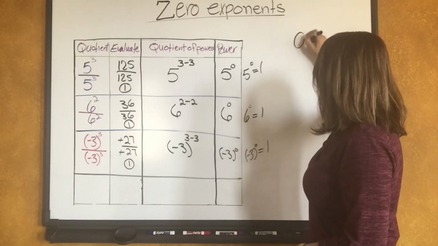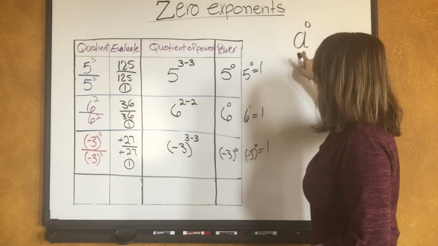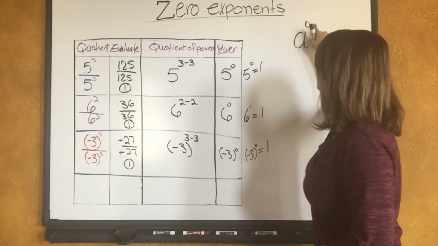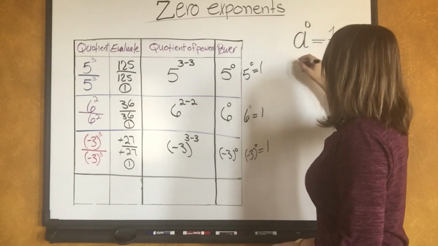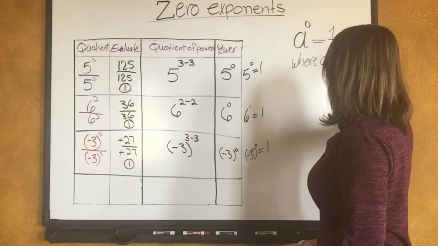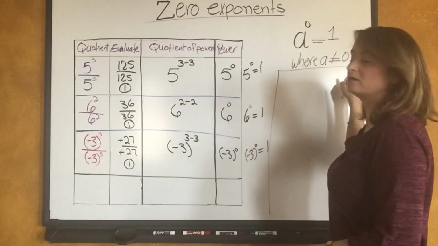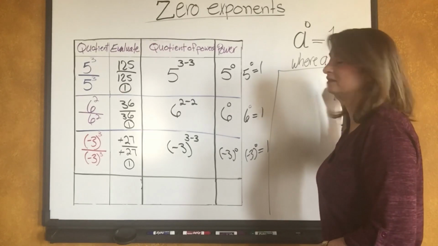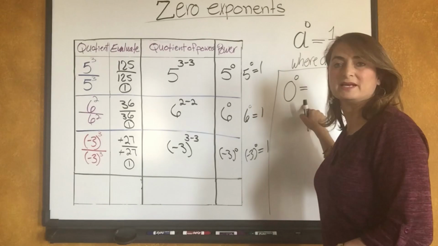Any power that has a base of a raised to the exponent of 0 gives you 1, where a does not equal 0. So what happens if a equals 0? If the base is 0, 0 to the power of 0, what does that equal? Does that give you 1?